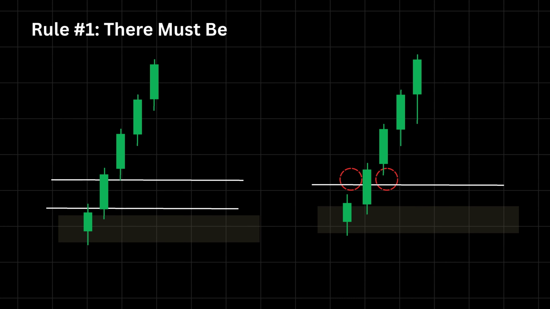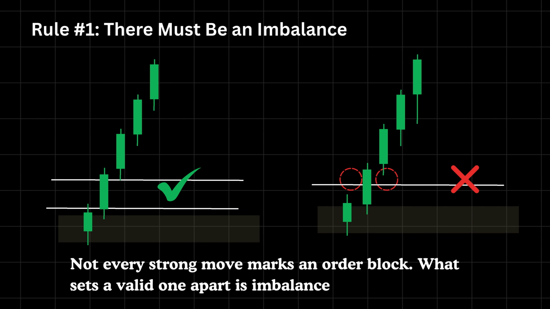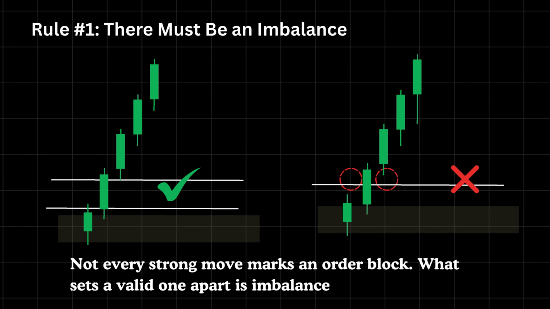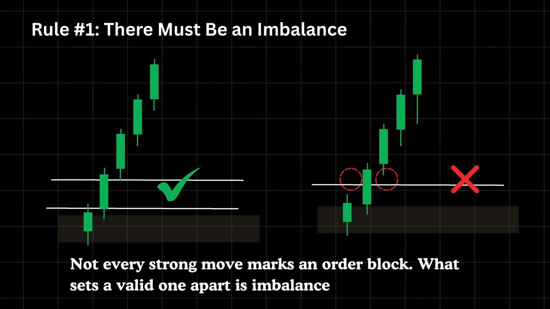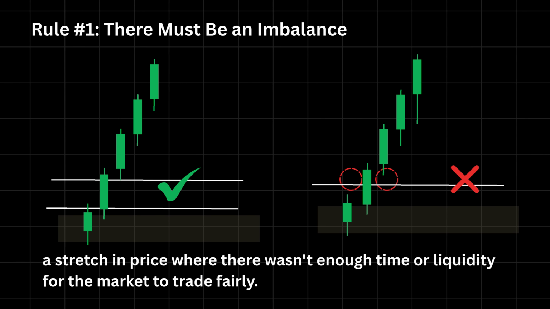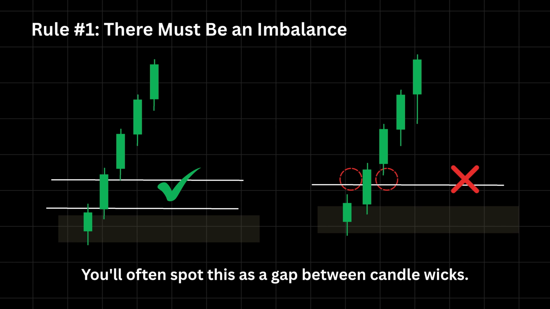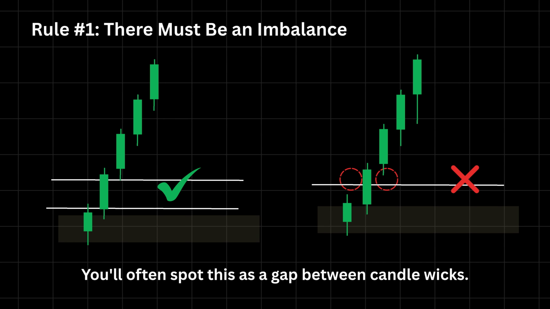Rule number 1. There has to be an imbalance, sometimes called a gap or inefficiency. Not every sharp price movement creates an order block. What distinguishes a valid one is imbalance, a price segment where the market lacked enough time or liquidity to establish balanced trading. This typically appears as a gap between candle wicks on the chart.